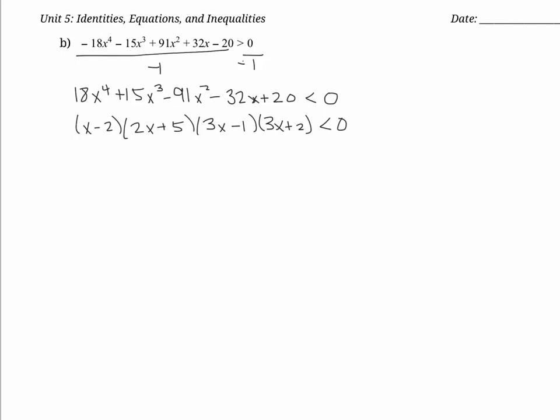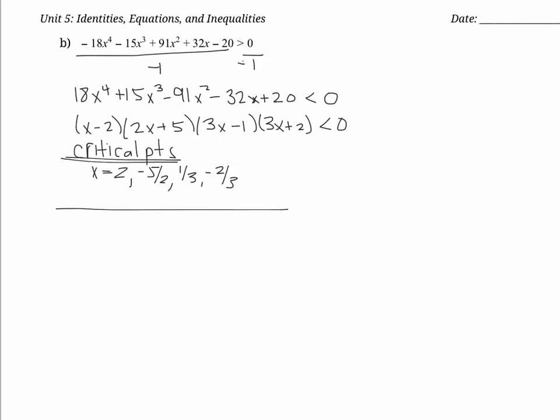So now what we can do is pull the solutions to this equation if it equals 0, or our critical points. And our critical points are going to be 2, negative 5 over 2, positive 1 over 3, and negative 2 over 3. So if we were to transfer these to a number line just to organize ourselves, our highest value is 2, and then we have a third, and we've got negative 2 over 3, and negative 5 over 2.